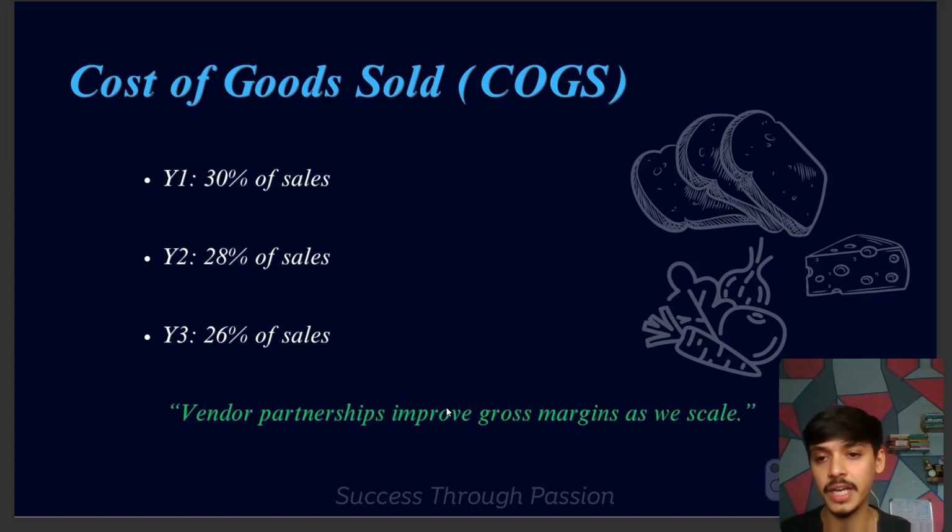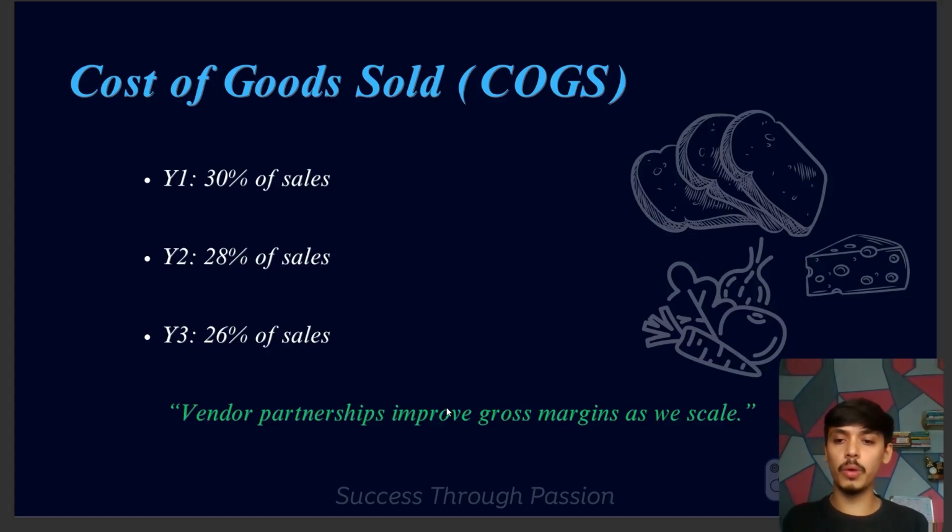So instead of 10, we are ordering 30 packets of bread from him. And now he is charging us rupees 27 for each packet of bread. So that is a 10% reduction from the initially quoted price. That way you have economies of scale in the entire raw material as you scale your production. That is the ideology behind reducing this COGS. So vendor partnership improves gross margin as we scale.